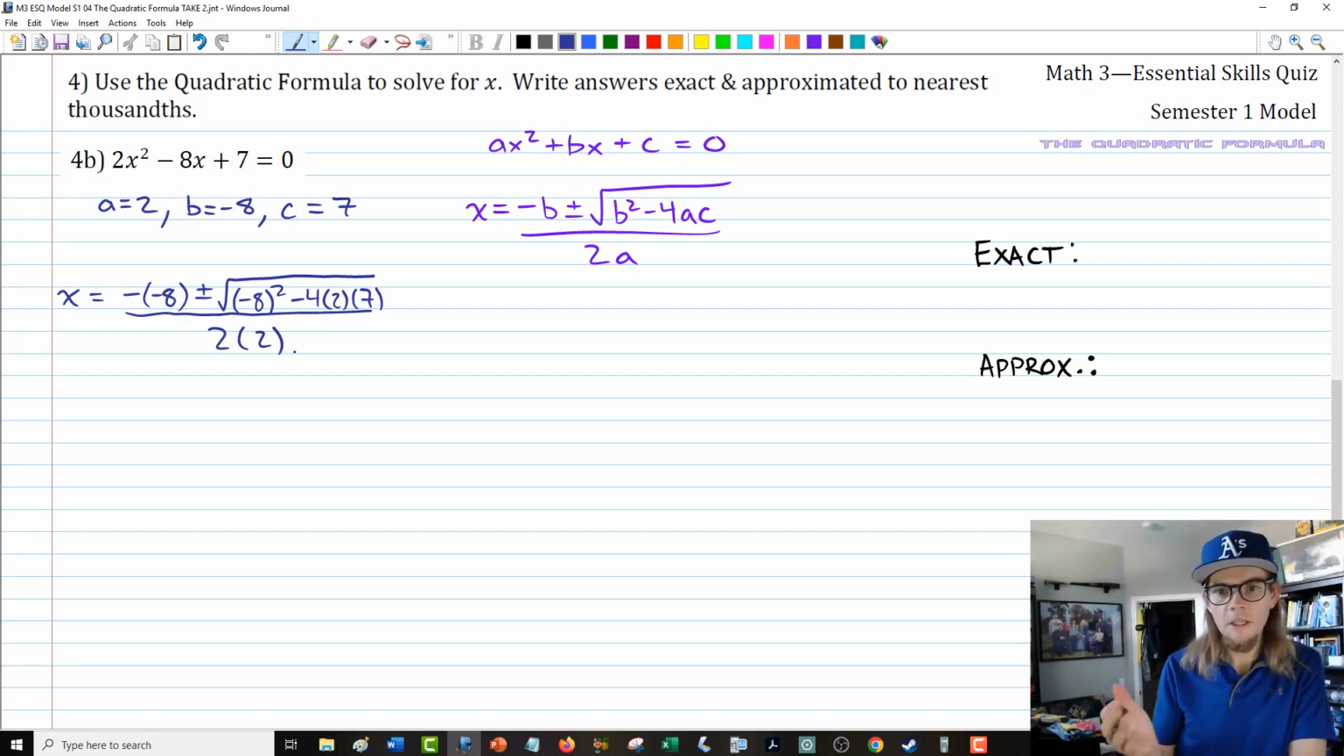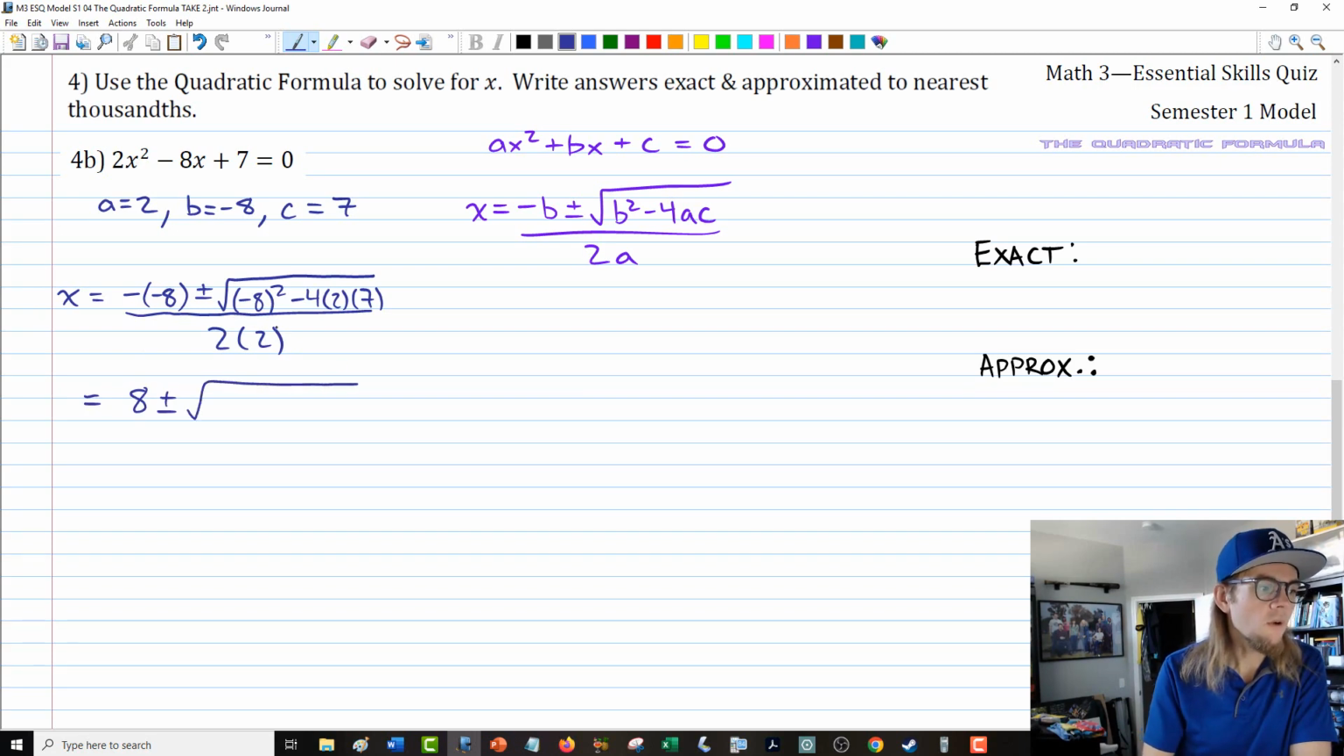So there is our answer. Again, both our answers, really. We've got our exact ones there. We just want to represent this just a little bit better. So let's do it. So negative 8, we said that'll be positive 8 plus or minus the square root. This will be 64 minus 8 times 7, or 56. And then all of this divided by 4. And if we clean that up just a little bit, we'll get 8 plus or minus the square root of 8, all divided by 4.